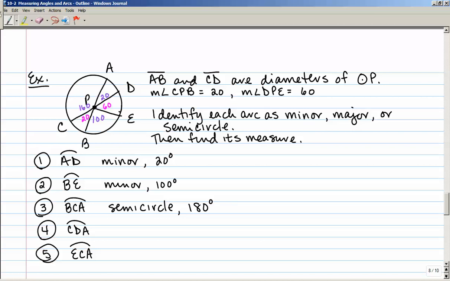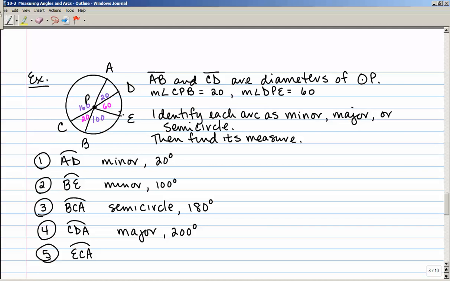Arc CDA, so start at C, go around through D and stop at A. Well, from C to D is 180. Add another 20 to that, and that's going to give me 200. Oops, I forgot to write that that is a major arc. Let's move that back over here. That's a major arc because it's more than 180 degrees.